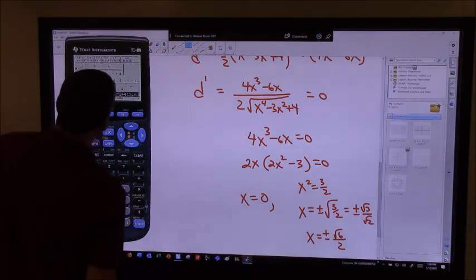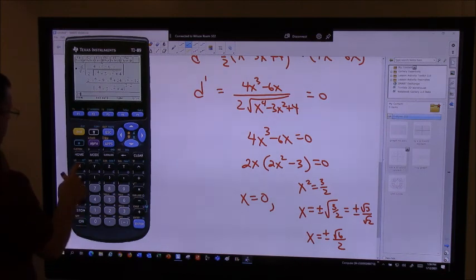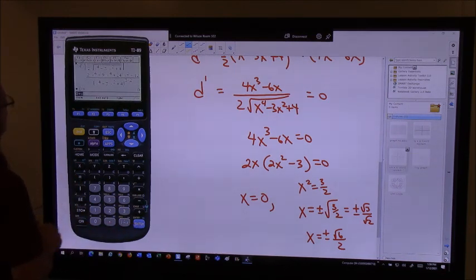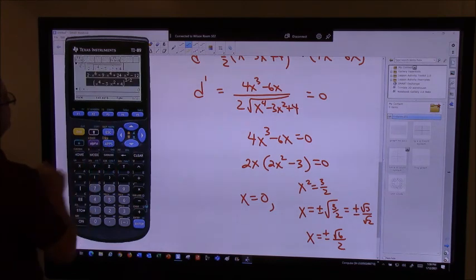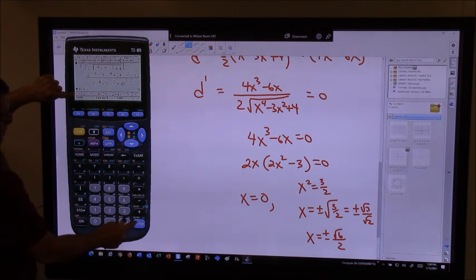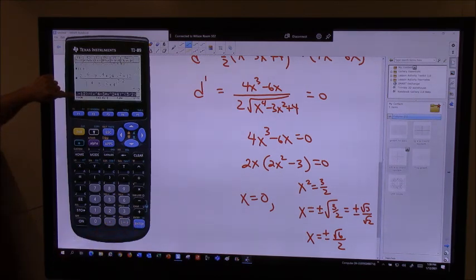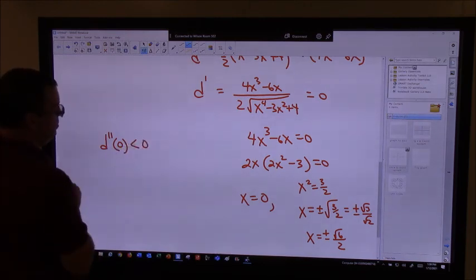Okay, so let's go back to the calculator. I'm going to clear this. Let's take 0 and store that in x. There it is. Okay, clear that. Now I want to know what this thing right here is equal to. So I hit enter to put it in my edit line, and then I hit enter to figure out what that is. Because 0 is stored in x, it found what this whole thing is equal to, a negative 3/2. So this is less than 0.